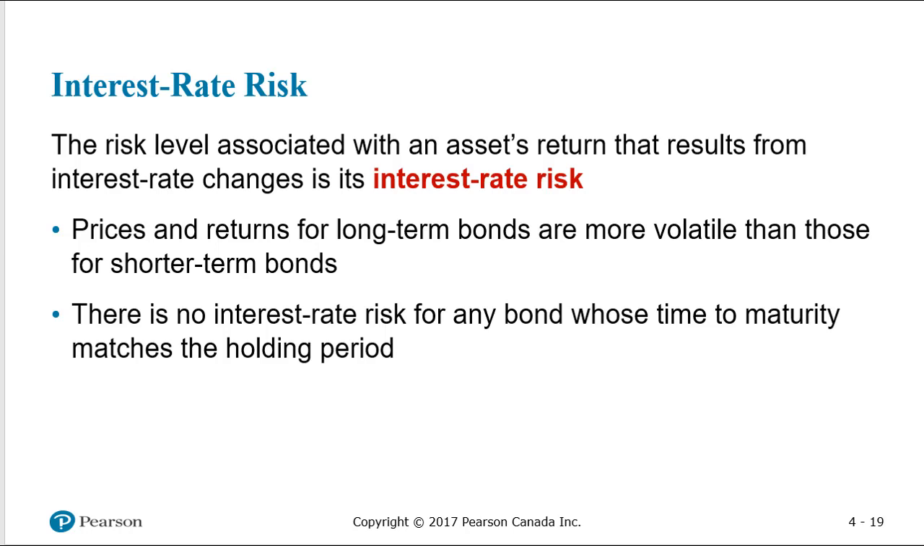So we can see that as interest rates increased, the price of the bond came down. So that is interest rate risk. Prices and returns for long-term bonds are more volatile than those for shorter-term bonds, which should make sense. And there is no interest rate risk for any bond whose time to maturity matches the holding period. So what that's saying is if you buy a bond and you hold it to maturity, then you haven't suffered any interest rate risk. You're going to get the initial yield that you paid for.